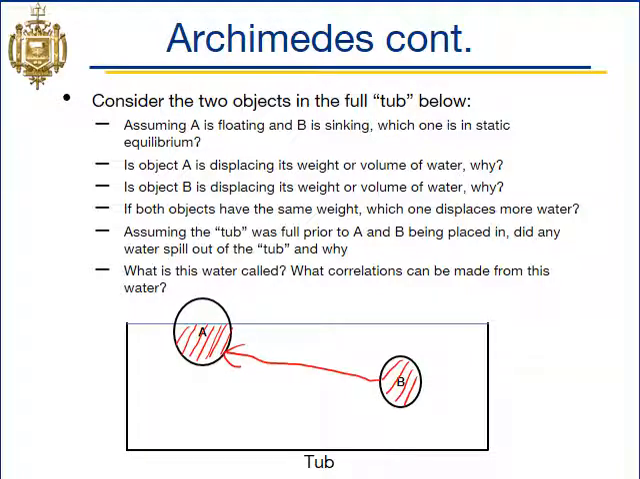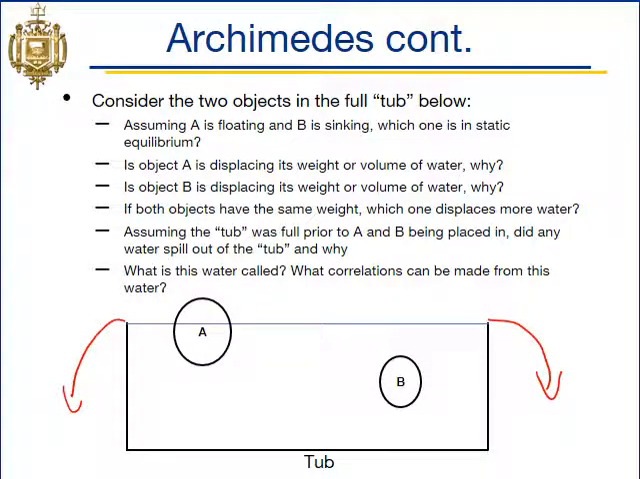All right, so next question: assuming the tub was full prior to A and B being placed in, did any of the water spill out of the tub, and why? Well, yes, right? We know that when we place something in water, it displaces water. So if it's floating, it displaces its weight of water. If it sank, it's displacing its volume of water. So we put object A and object B in, and that water is going to spill out of the tub. So what do we call that water? We call that the displaced volume, right? So the water that's going to come out of the tub is the displaced volume.